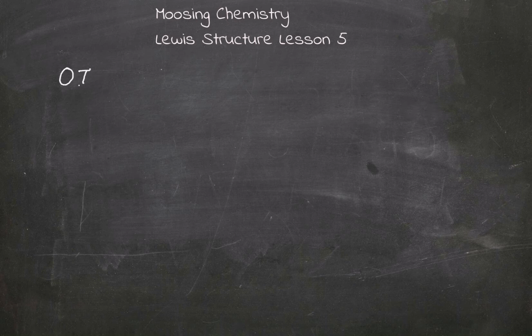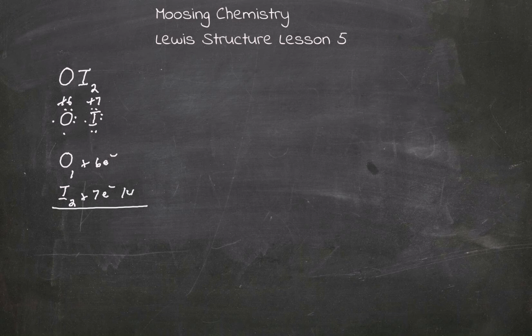OI2. Okay. So first of all, oxygen is in group 16. You know that it brings 6 valence electrons to the table. Iodine is in group 17, so it brings 7 valence electrons to the table. So let's go ahead and calculate the number of valence electrons. We got one oxygen with 6 valence electrons, and we got 2 of those with 7 valence electrons. This gives me 14 valence electrons and 6 valence electrons, which is 20 valence electrons.